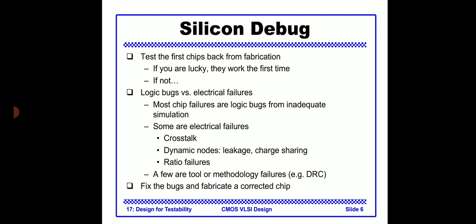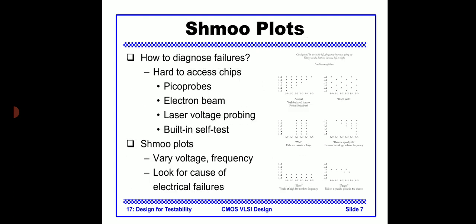First one we have is logical bugs. It can occur through electrical failures. Mostly the chip failures are logic bugs from inadequate simulation. Some will be from electrical failures due to crosstalk, dynamic nodes, and ratio failures. These methodologies are used to find out the failures while designing the chips, and this is how to diagnose the failures.